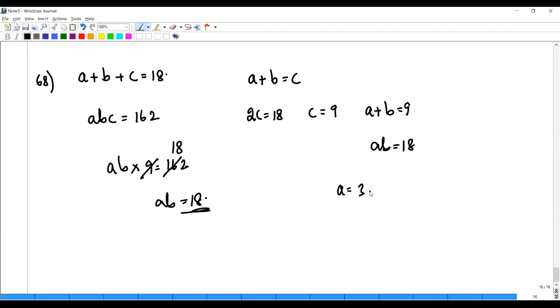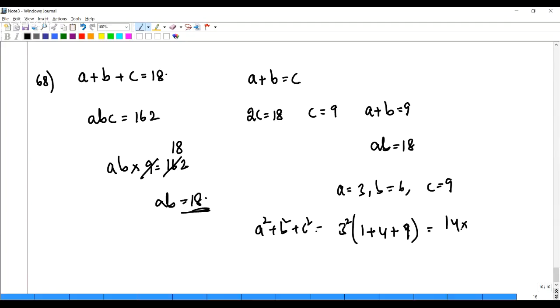So I can say A is equal to 3, B is equal to 6, C is equal to 9. I want the sum of squares of these numbers, A square plus B square plus C square, which is equal to 3 square, if you take common, 1 square plus 2 square plus 3 square, that is 9. 14 nines are 126. That's how you will get it.